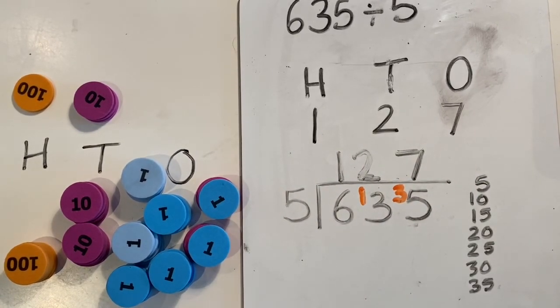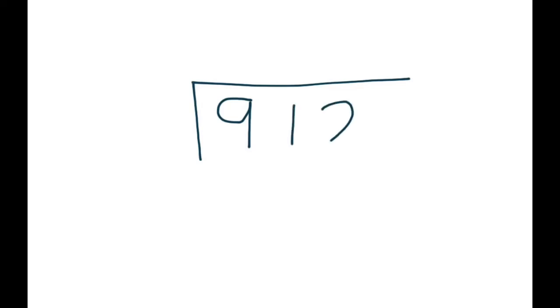What we're going to do now is have a closer look at that bus stop method. To continue what you've just seen with the bus stop method of short division, we're going to start with a 3-digit number. And that number will be my dividend, don't forget. So I'm going to start with 912. And my divisor here is going to be 3.